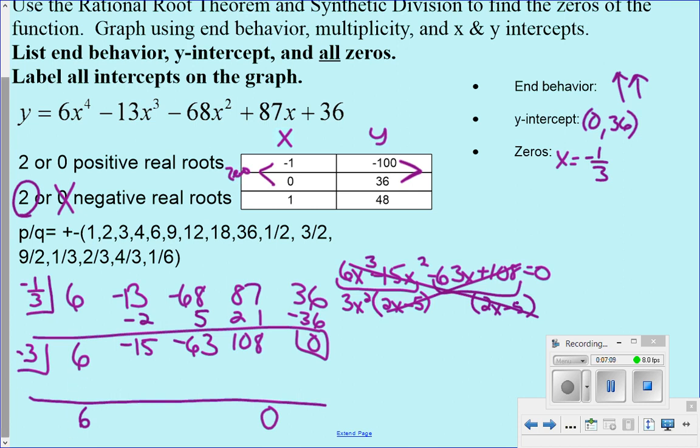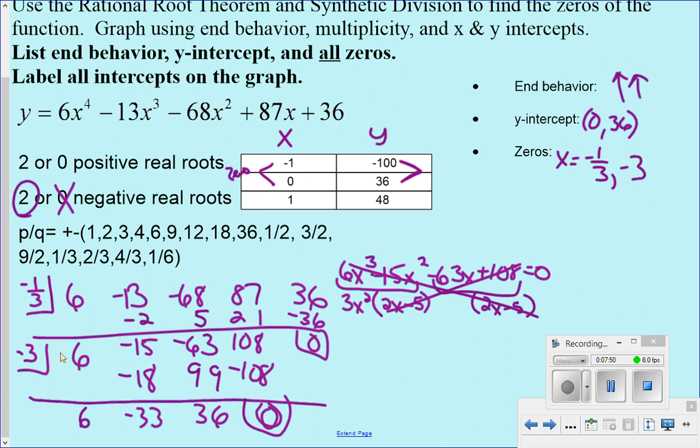So 6 comes down times -3 is -18. Added to -15 is -33. Times -3 is +99. 99 minus 63 is 36. And 36 times -3 is -108. So we get a 0 remainder. And again, when I was about right here, maybe -33, I'm thinking, is that real far away from -108? No, not really. It's relatively close, especially since we're multiplying. So that's why I kept going. So we just got that x equals -1/3 was a solution, and so is x equals -3.